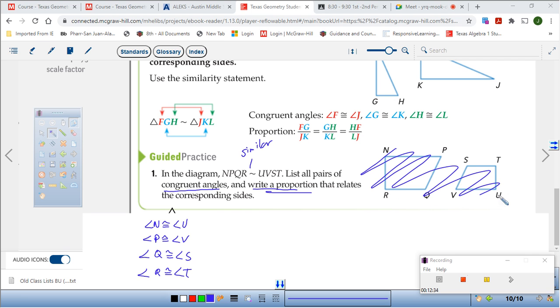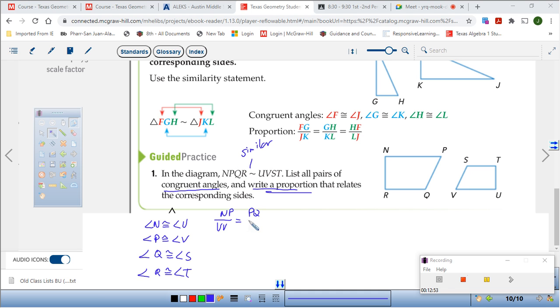So let's look at this one real quick. Honestly, you can go off of here if you want. It's up to you. Honestly, if you don't want to, I think it's way faster to go here. See? NP over UV. Pretty cool. See that one right there? NP, UV. Going once, going twice. I'm going to go PQ.